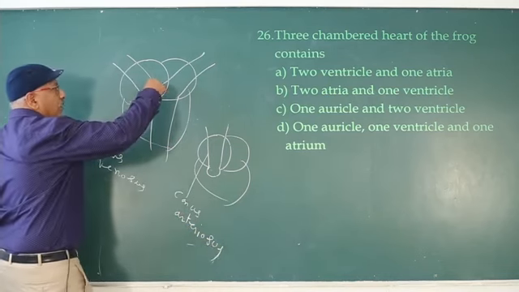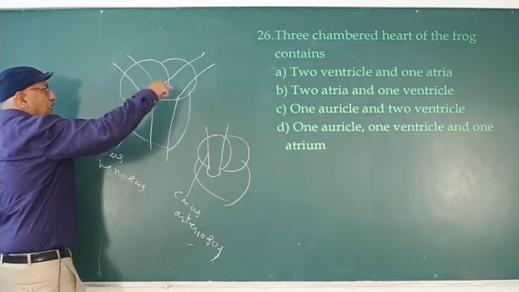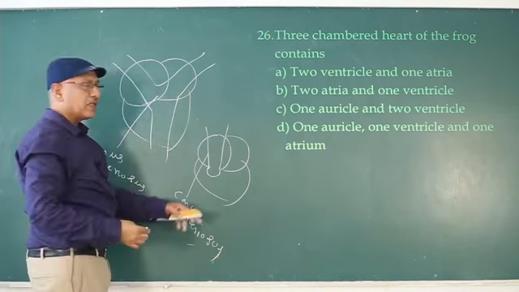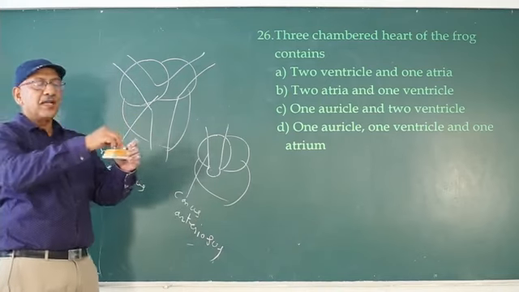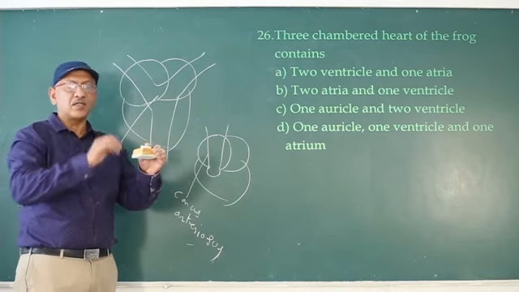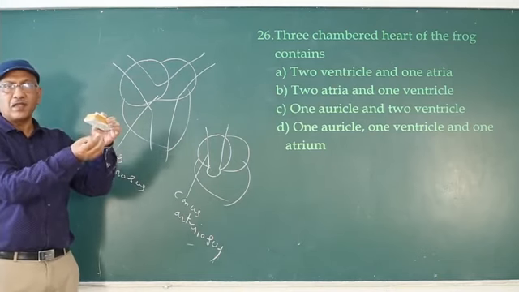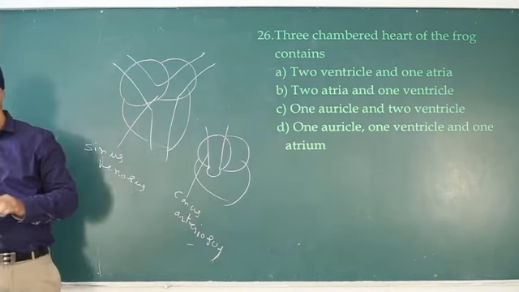Additional chamber present on the dorsal surface, sinus venosus. Additional chamber present on the ventral surface, conus arteriosus.